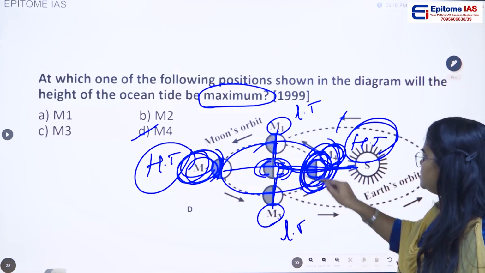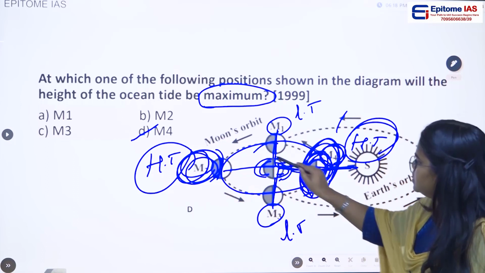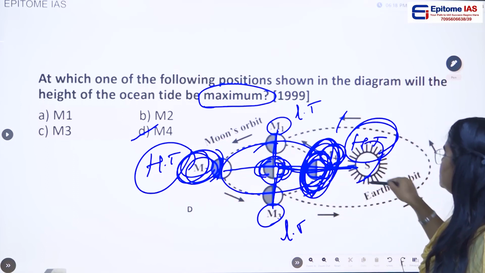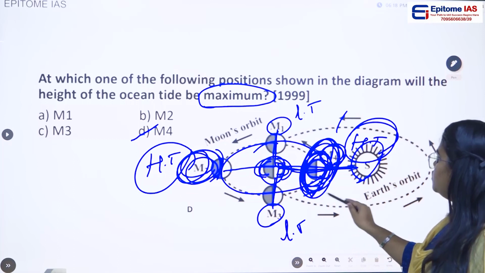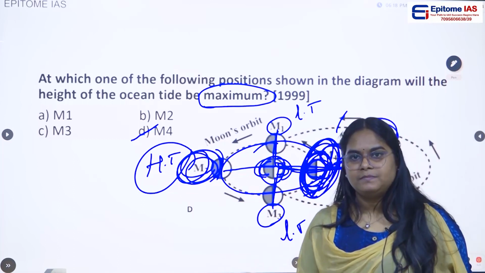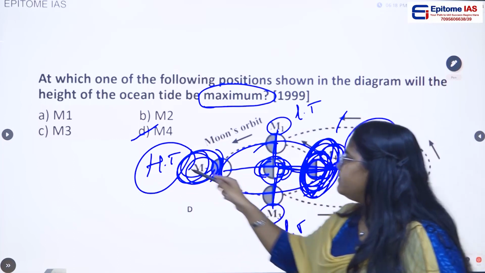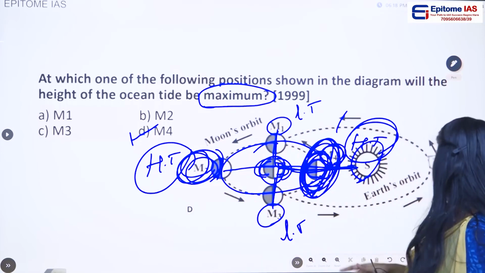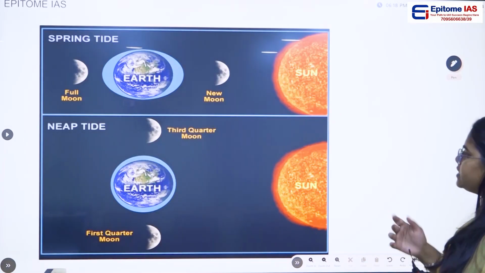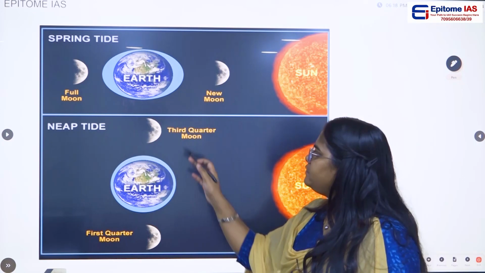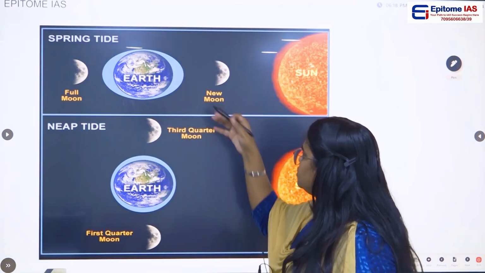When the moon is in this position, the earth, the moon and the sun are in a straight line and the moon is in between the earth and the sun. In that case, we will be having the highest ocean tide. So the correct answer is M4. And if you see here, yes, this is the fourth position of the moon.